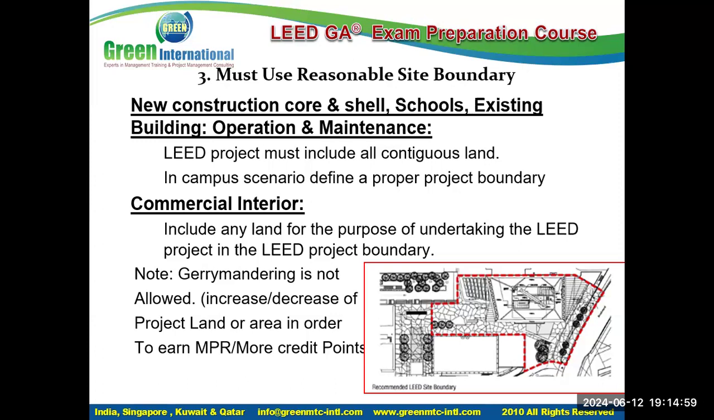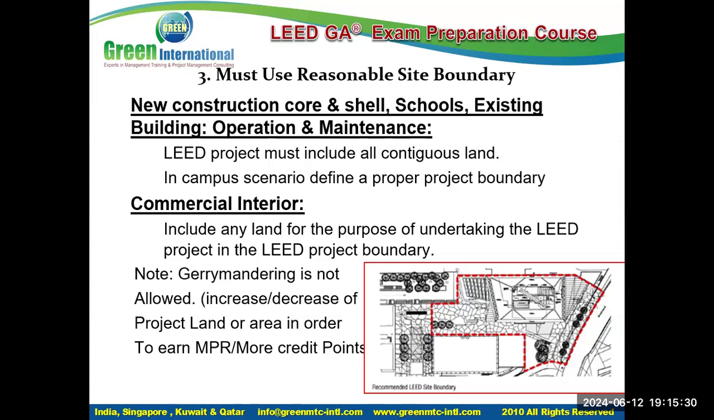So when you submit your site boundary and project boundary, they will verify whether there is any gerrymandering. If there is gerrymandering, that means without a valid reason you omit some portion of land, maybe there is a pond or a dump area, so you just omit that land and focus on the other part of the land. No, that is not acceptable. You should make the site boundary clear and meet all the basic things, then you can reduce your project boundary.